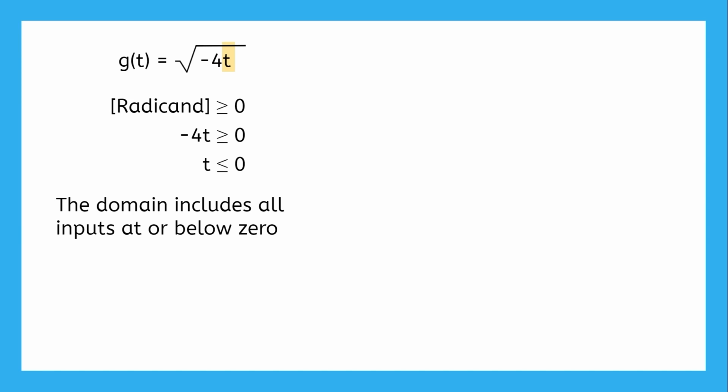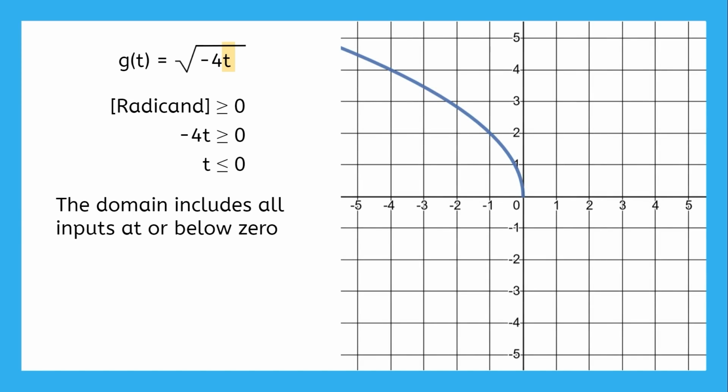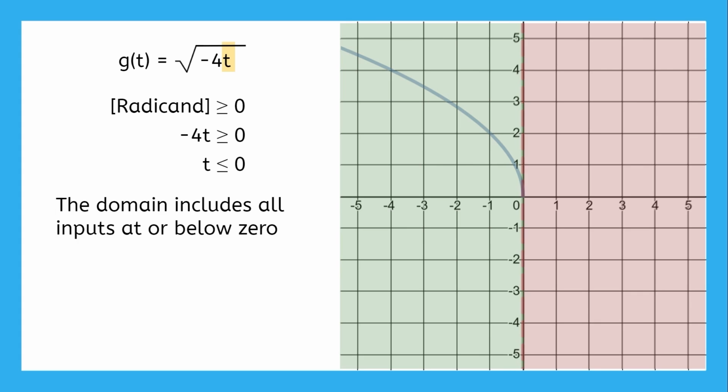Let's look at the graph of this function. As we saw from our calculations, the function only exists starting at 0 and going left. It can't go to the right of 0 because those inputs don't create a valid output. So our domain restriction perfectly matches the domain of the function's graph.